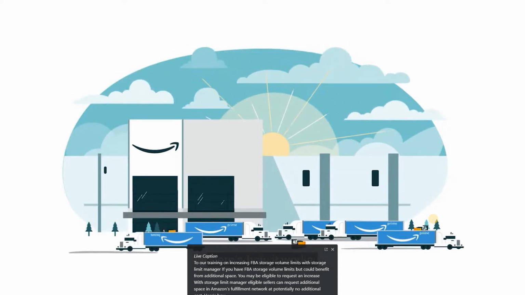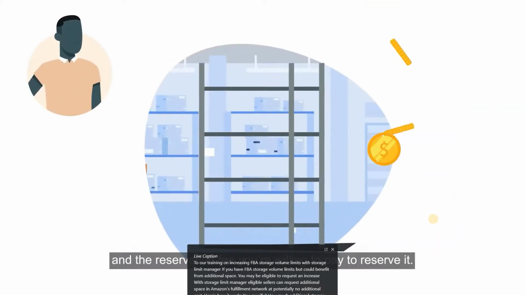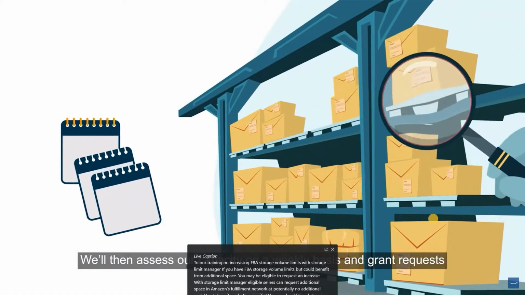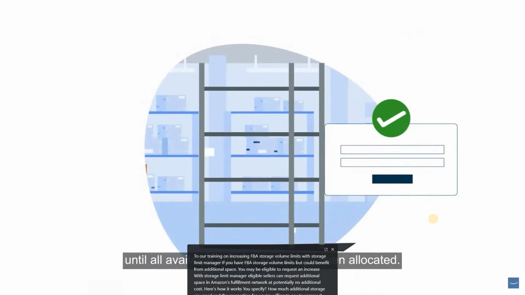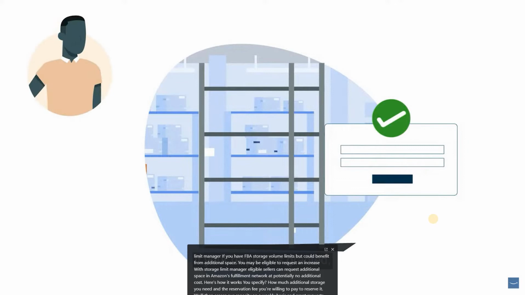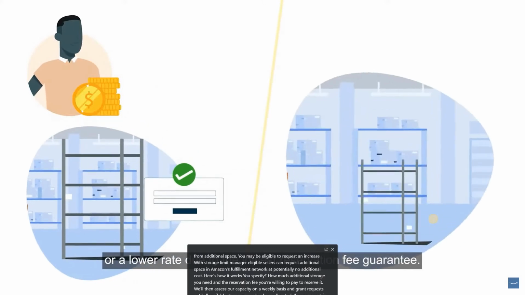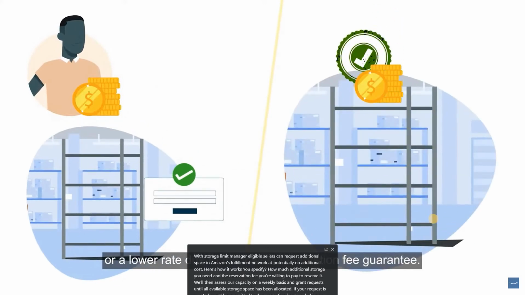Here's how it works. You specify how much additional storage you need and the reservation fee you're willing to pay to reserve it. We'll then assess our capacity on a weekly basis and grant requests until all available storage space has been allocated. If your request is granted, you'll be committed to the reservation fee provided in your request or a lower rate due to the lowest reservation fee guarantee.